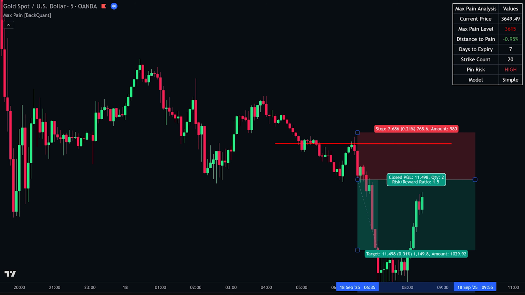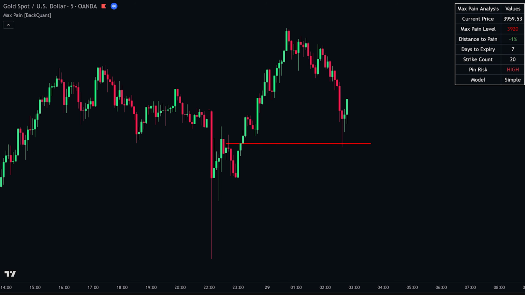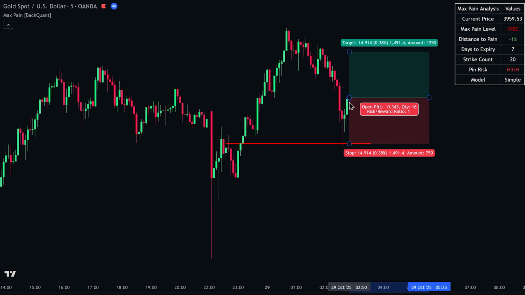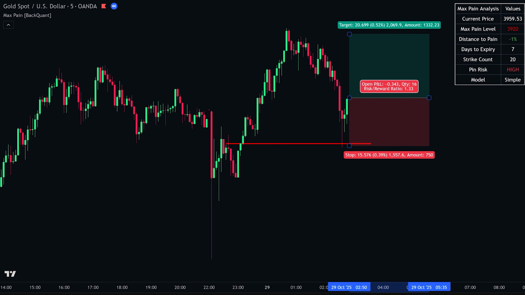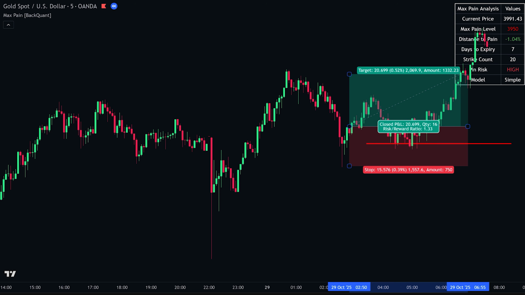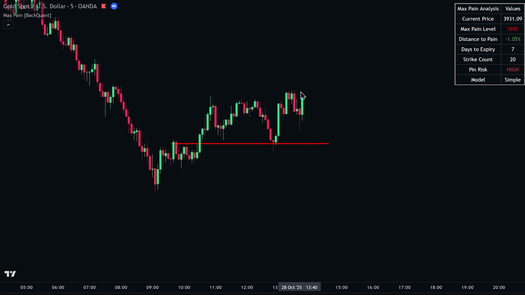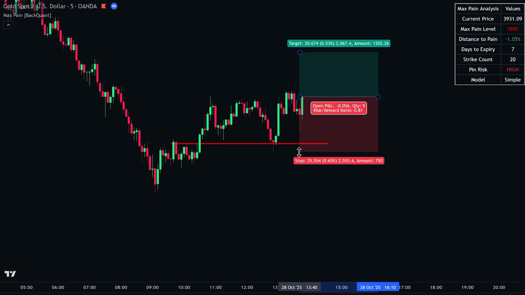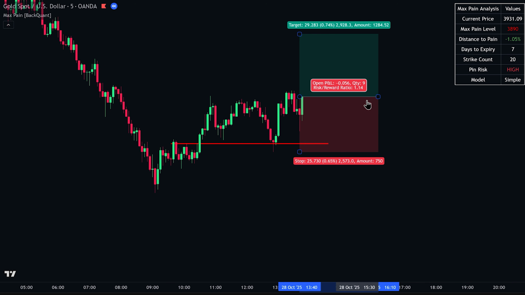So, to wrap things up, think of the options max pain calculator from Backquant as your special pair of X-ray glasses for the market. It lets you see the hidden battlefield between option buyers and sellers, particularly the market makers. The core idea is that this tool helps predict where the price might be pulled as expiration approaches, towards the max pain level, where option writers, the market makers, have the least payout exposure.